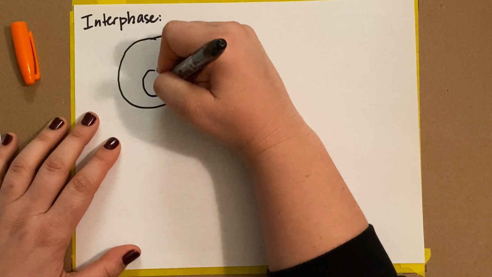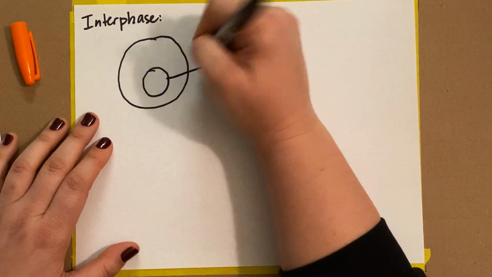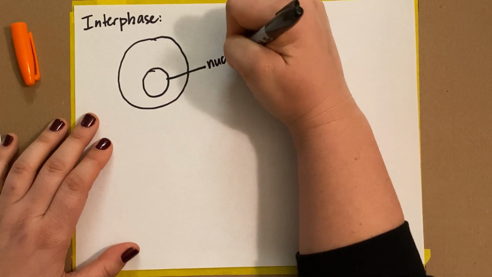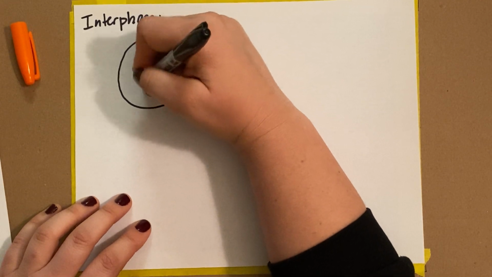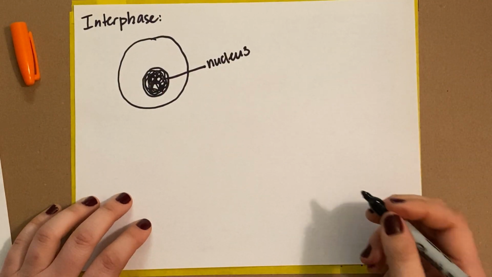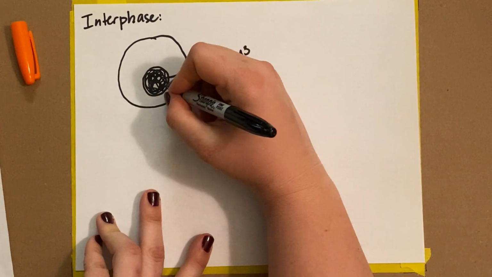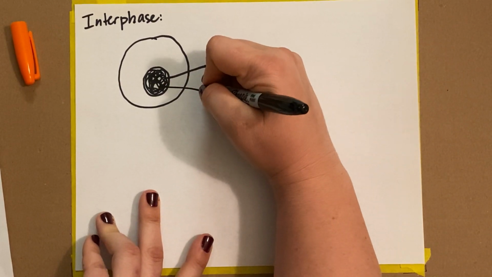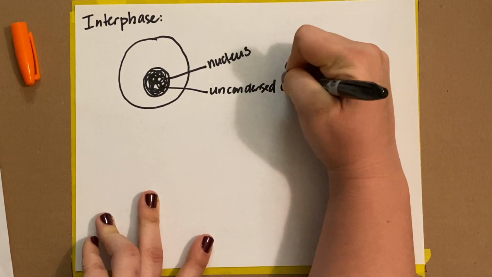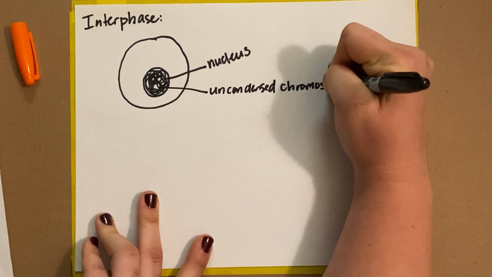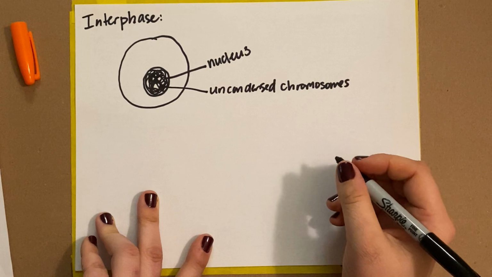So when we have interphase, all of the DNA is going to be located inside the nucleus. So this is the nucleus. Okay, and all the chromosomes are going to be basically decondensed. So they're not going to be in a very tightly packed form. Okay, so inside of this is going to be uncondensed chromosomes. Okay, so we're not really in that chromatin form at this point.